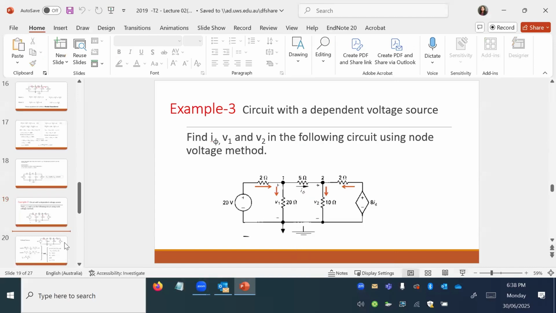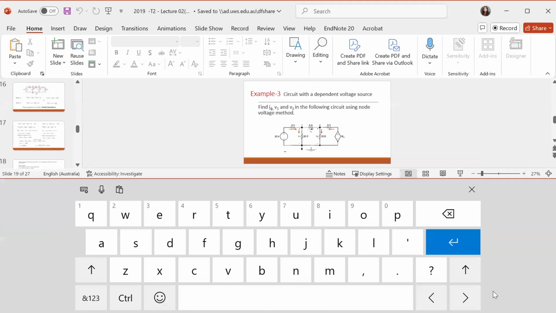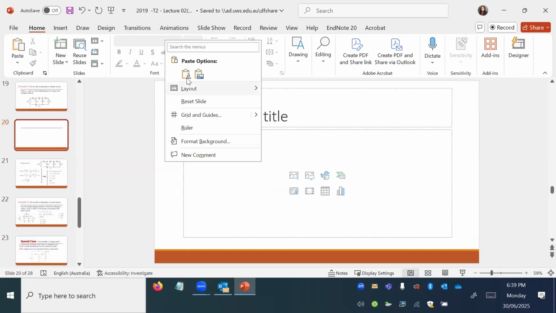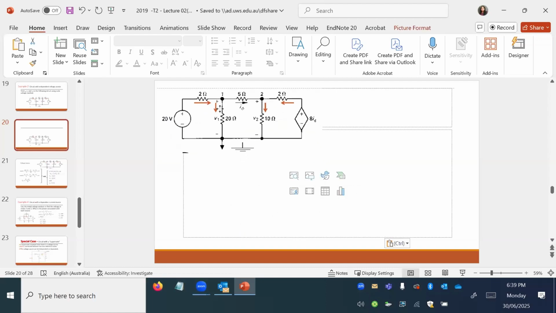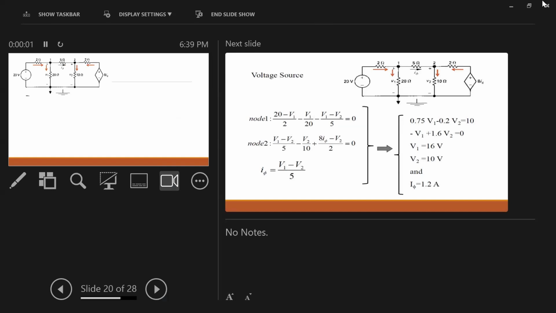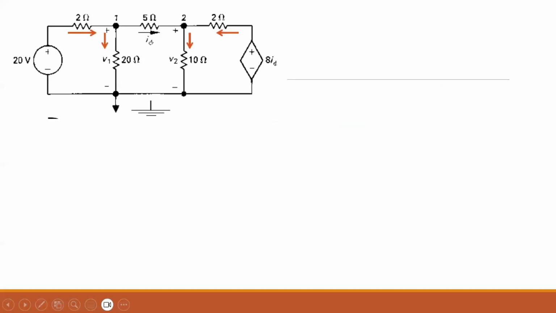So let's do this. I will give you time to solve this, and then I will do it. Just try. It's okay if you go wrong, because we all are here to learn. So can you please try this?